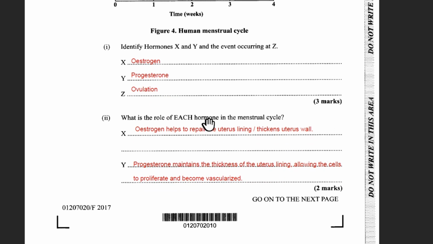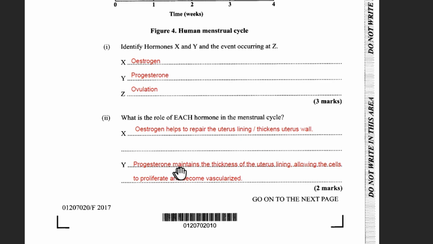What is the role of each hormone in the menstrual cycle? Well, estrogen helps to repair the uterus lining and also helps to thicken the uterus wall. Estrogen also stimulates the release of LH or luteinizing hormone, and that actually helps the Graafian follicle to rupture to release the egg cell, basically to stimulate ovulation.